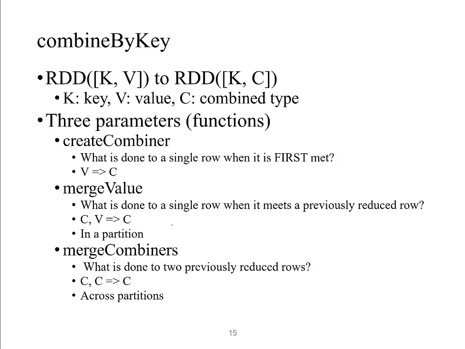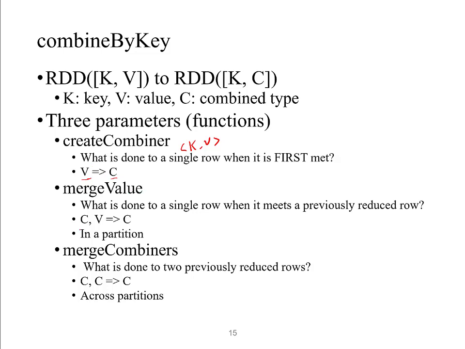These are the purposes of the three functions. As for the input and output of these functions, the input of create combiner is V, while the output is C. Because you have a single row, and by single row we mean a key-value pair, you have V as the input and your output is C.